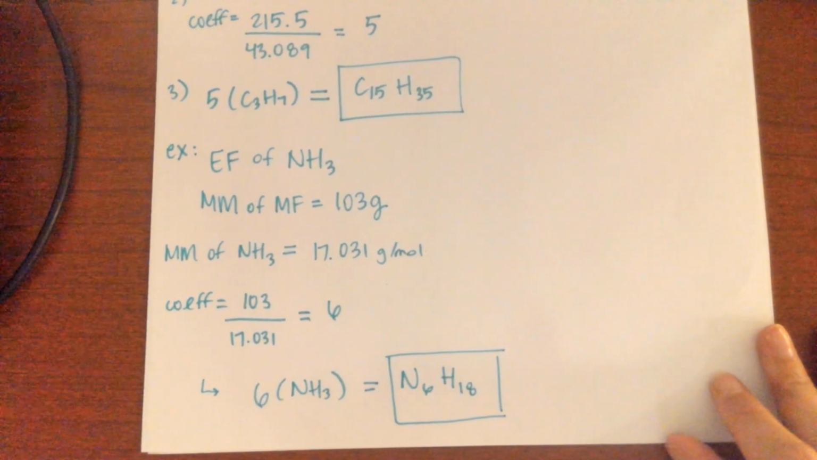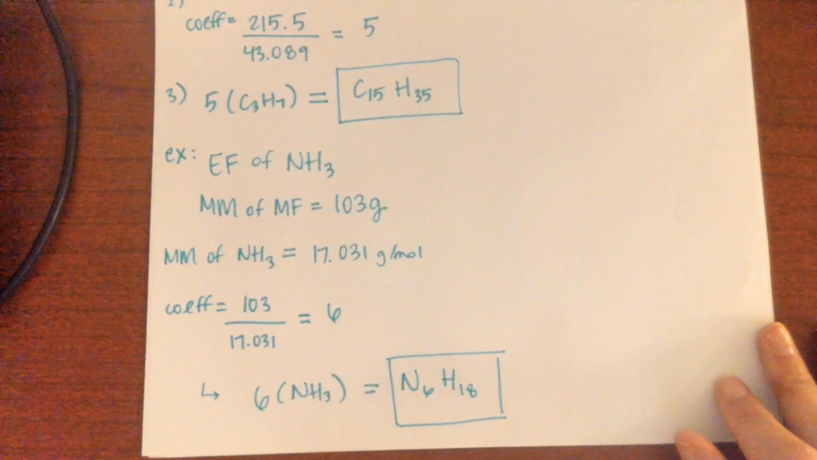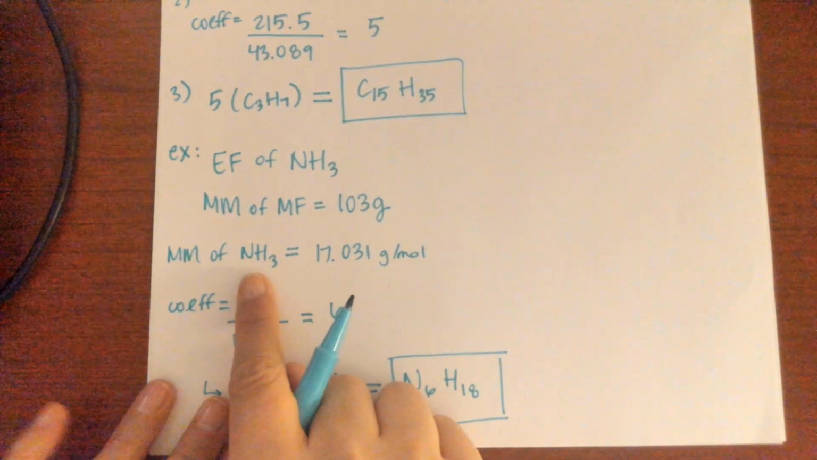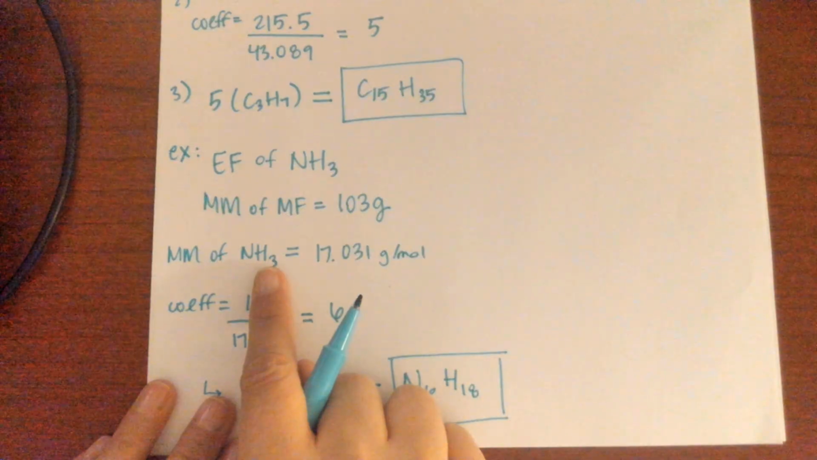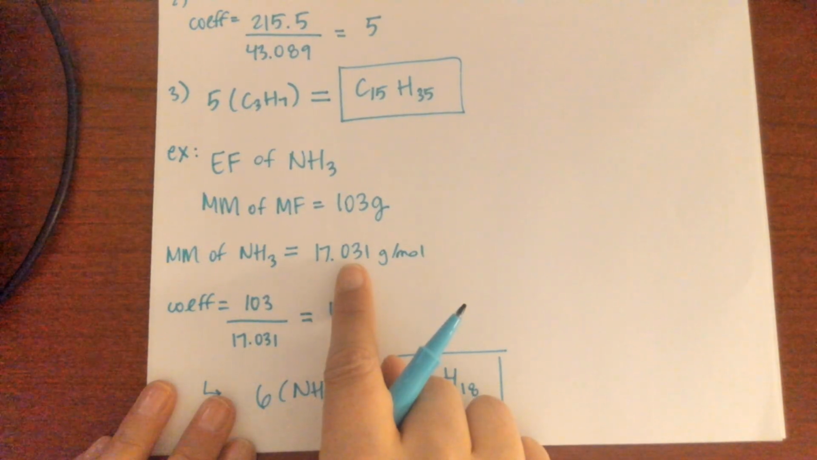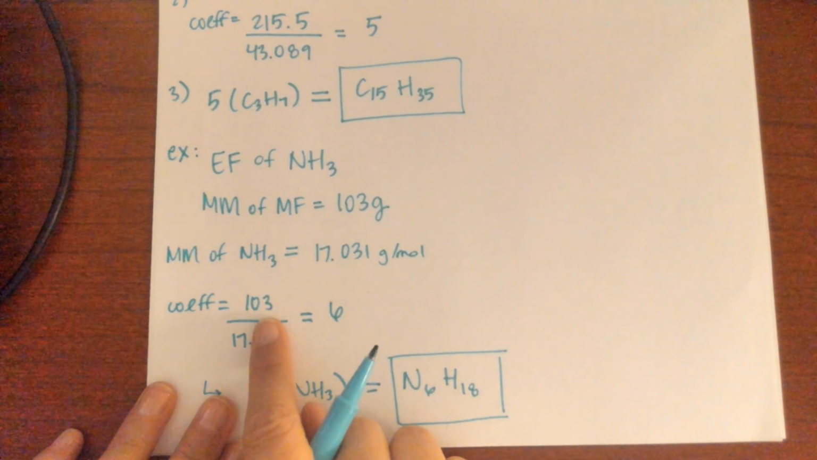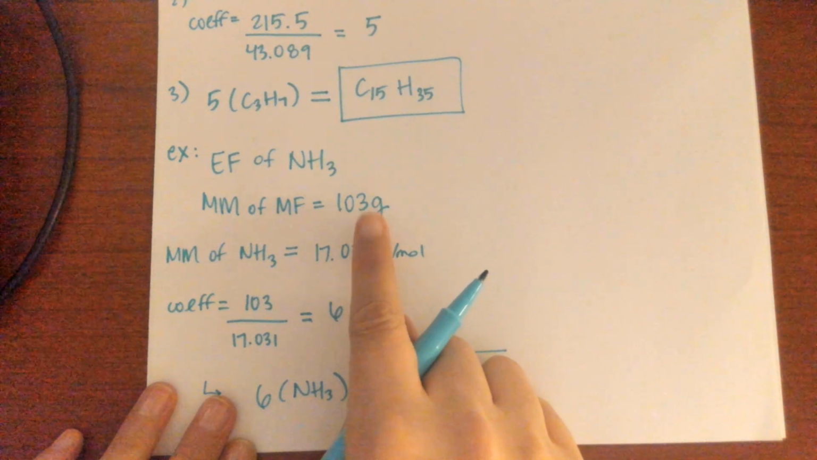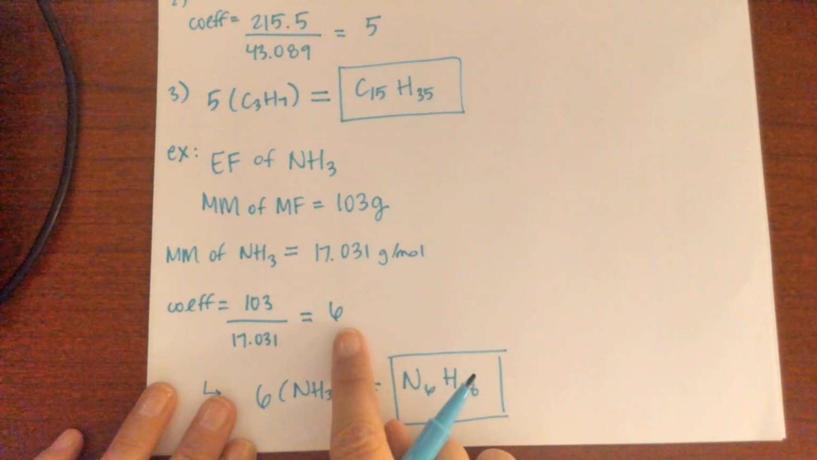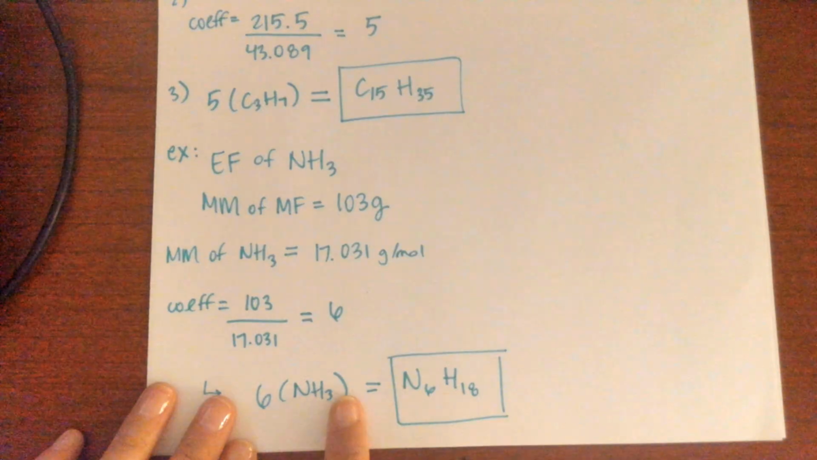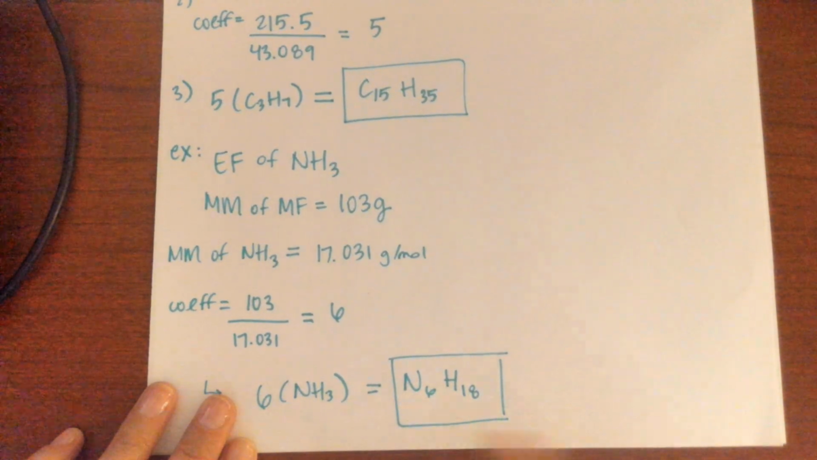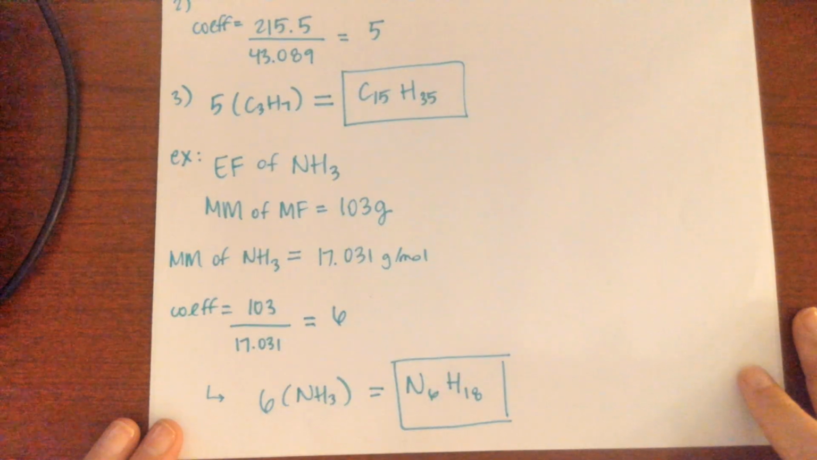Alright, so this is the final answer, N6H18. I found the molar mass of NH3, N plus 3 H's, and I got 17.031. Then I divided it by my given number, 103, which is always given. I get 6, and then I multiply 6 by NH3. So these are my new subscripts. And that is the molecular formula.